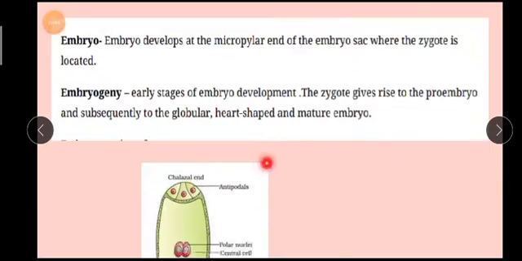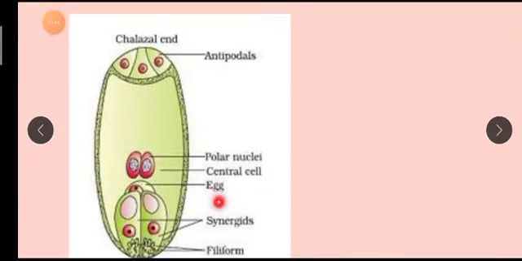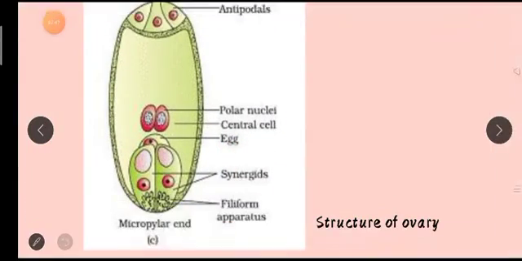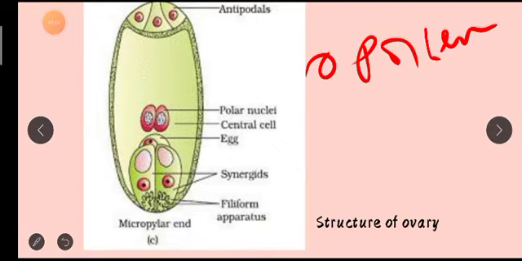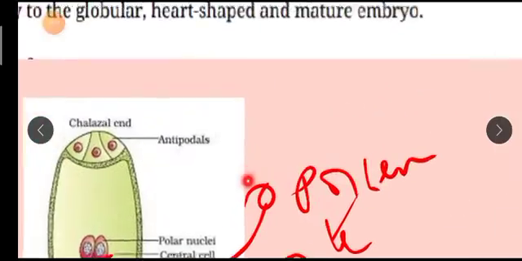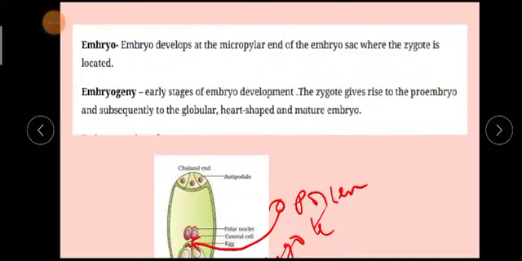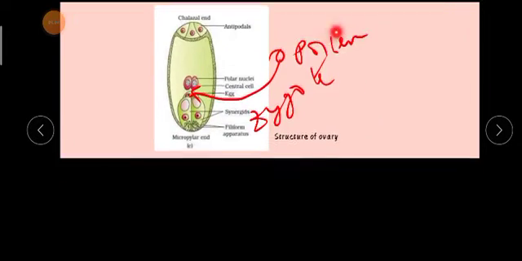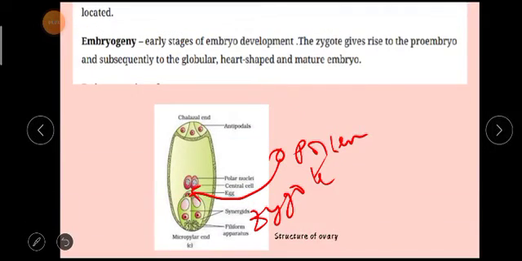And what happens? First, the zygote is formed after the meeting of one male gamete and the egg. When one male gamete, that is pollen, fertilizes this egg, your zygote is formed. Understood? So what is going to happen to this zygote? The zygote gives rise to a pro-embryo first.